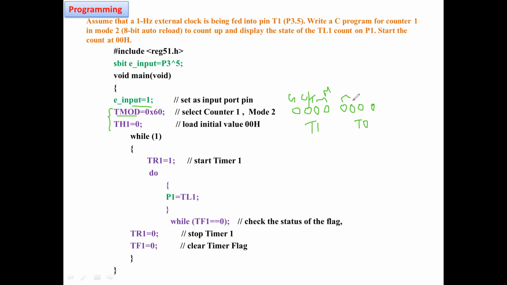And in a similar way for the gate: this is gate, counter or timer, and these two are mode. This you already know, right? So here, what should I place? I should place 1 for counter. So here I should place 1 now.